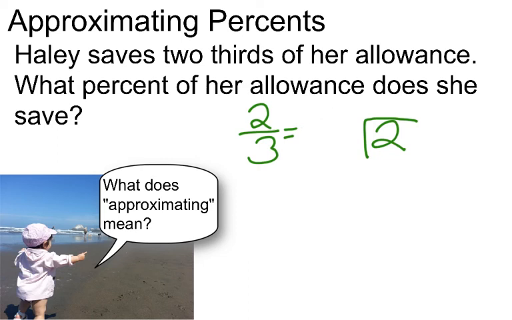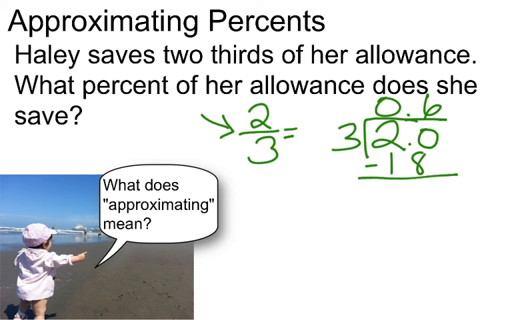2 divided by 3. Don't get it confused, this is a proper fraction, which means that in my answer I should get a decimal. So you use that to get your decimal. 3 can go into 2 0 times, so I add a decimal. 3 can go into 20 6 times. 6 times 3 is 18, and a remainder of 2.